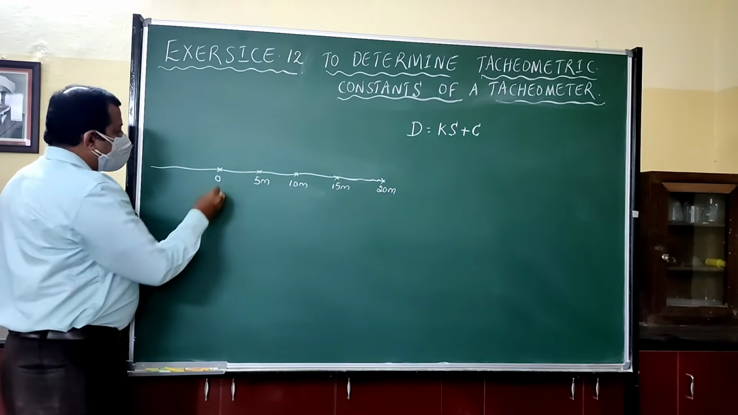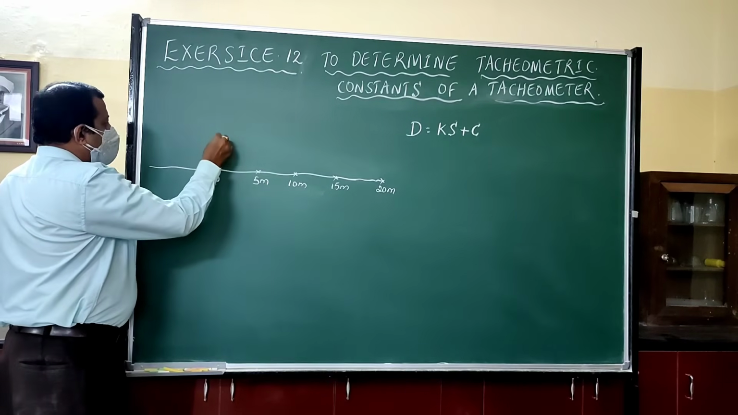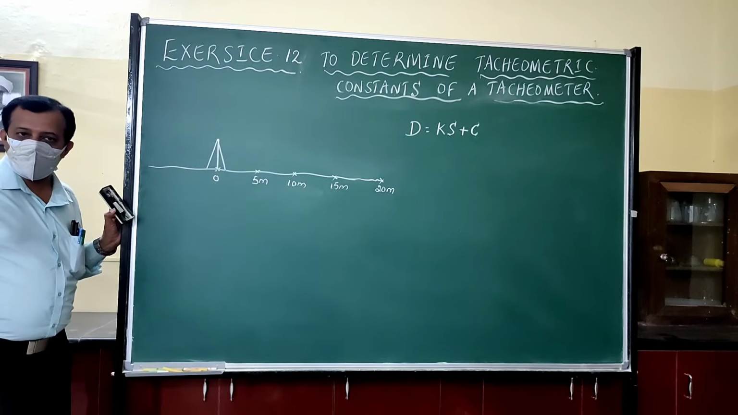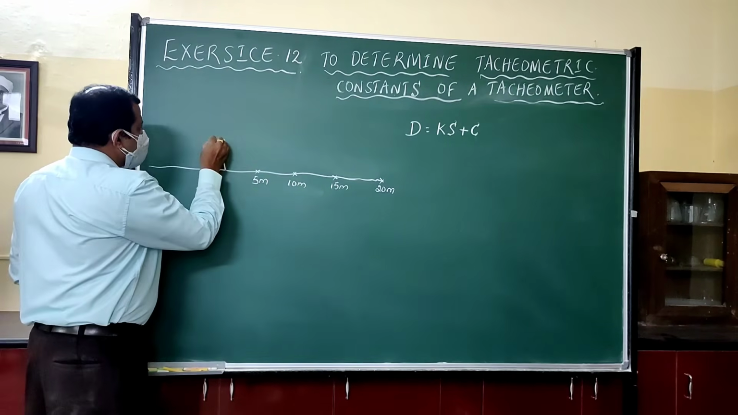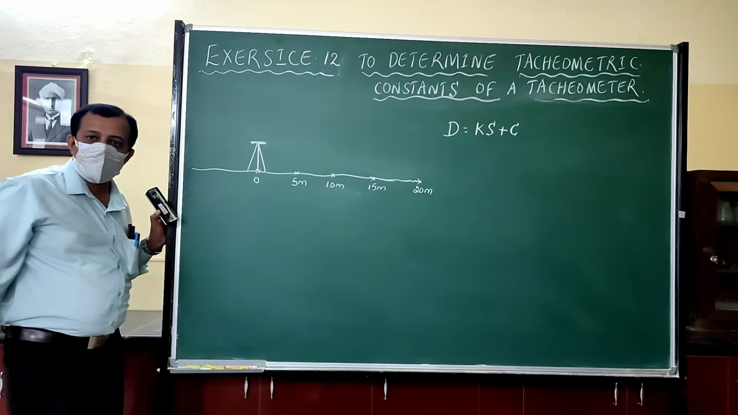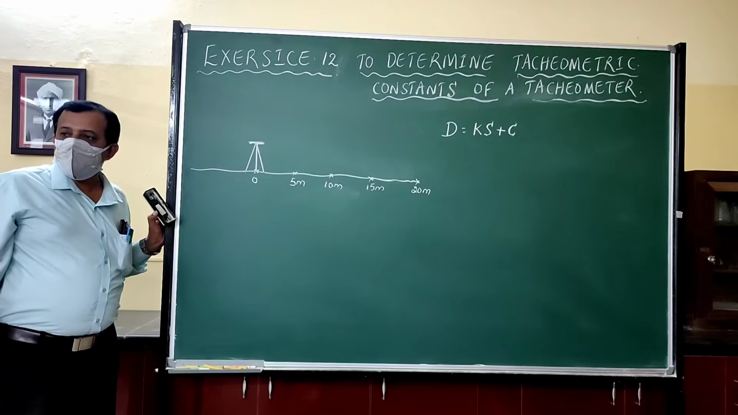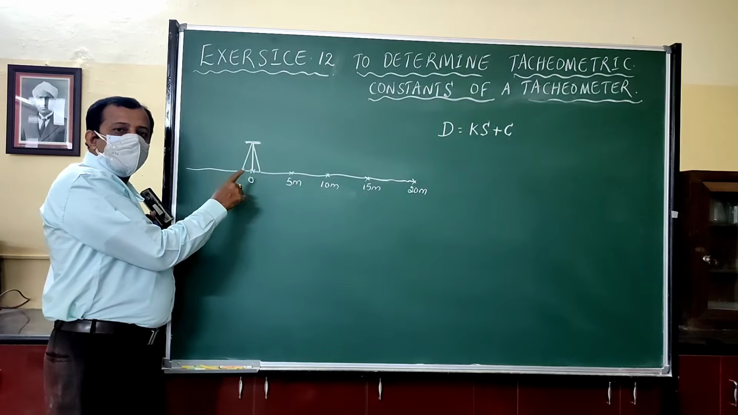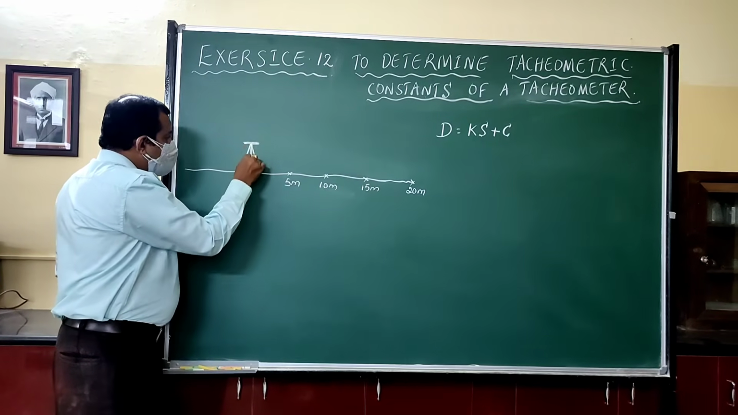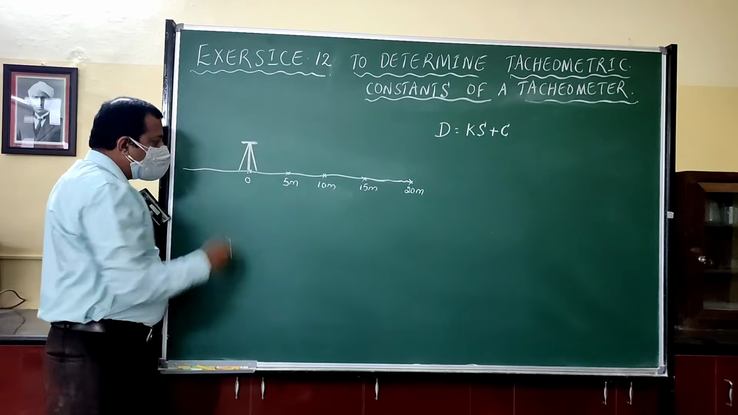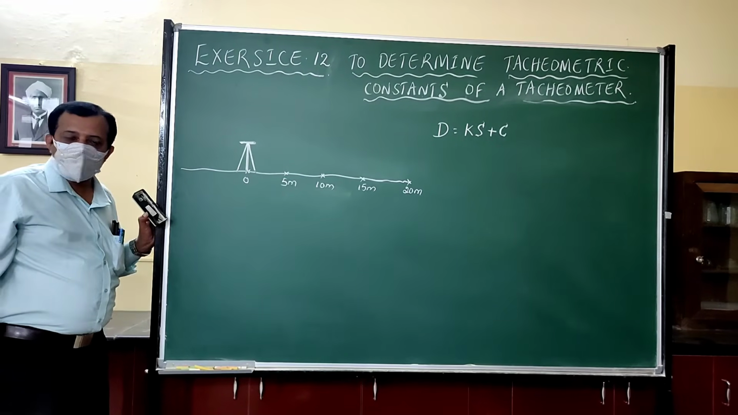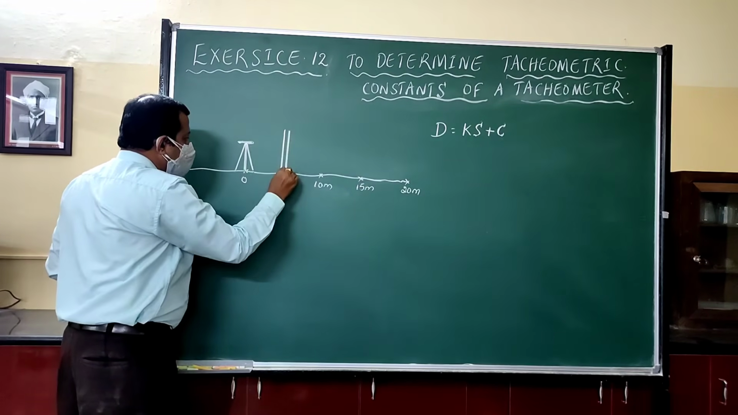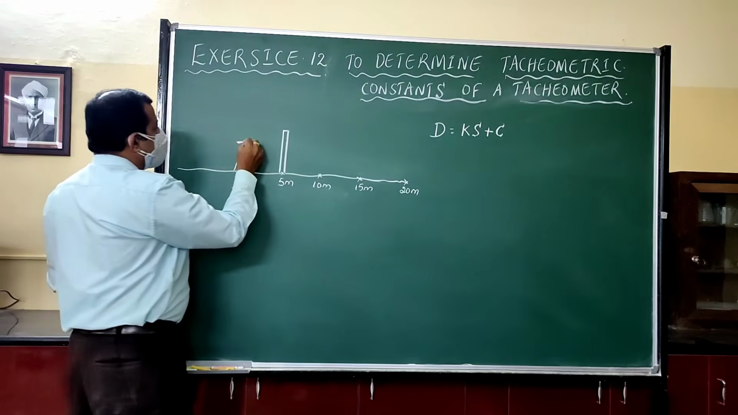Understood? Now place the tachometer over the station O, at the 0 chain edge. Do all the temporary adjustments. The temporary adjustments, as you know, are centering, leveling, focusing and removing parallax. After making all the temporary adjustments over the station O, place the leveling staff at 5 meter and take the stadia readings.